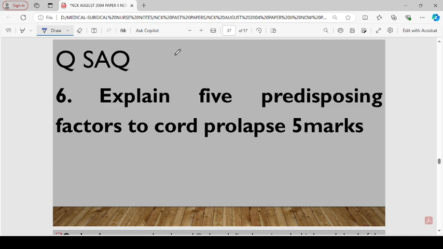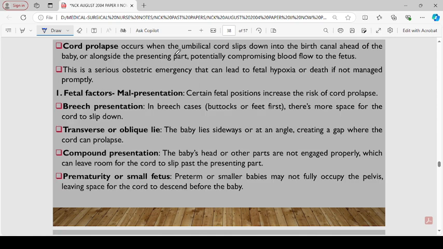The other 6th question was explain 5 predisposing factors to cord prolapse. Remember, cord prolapse occurs when the umbilical cord slips down into the birth canal ahead of the baby or alongside the presenting part and potentially compromising the blood flow to the fetus.